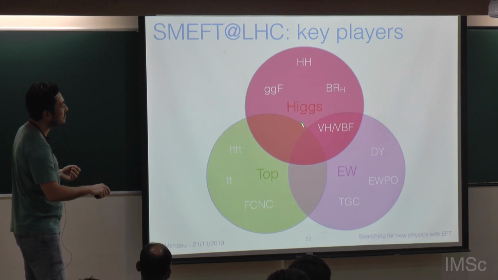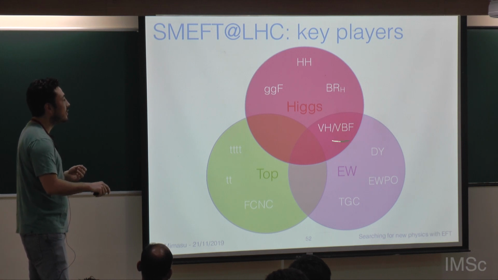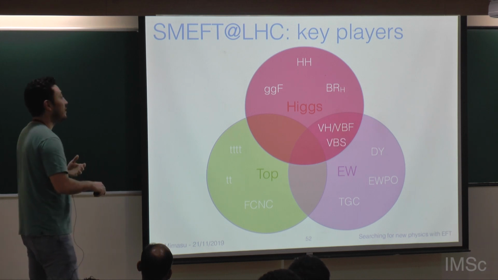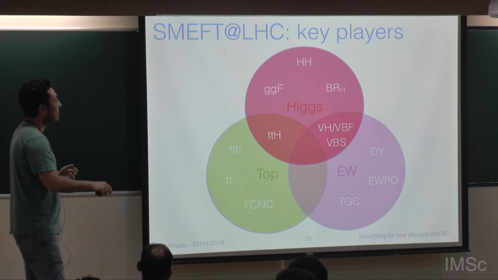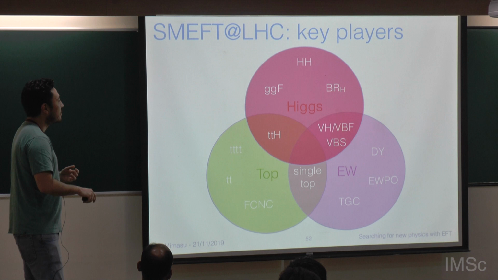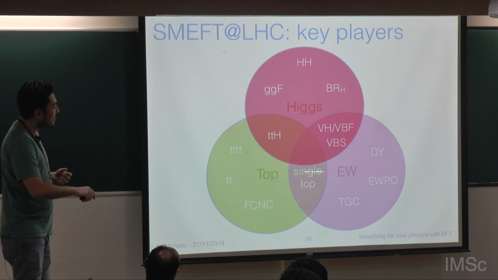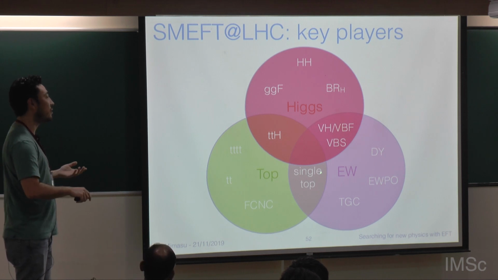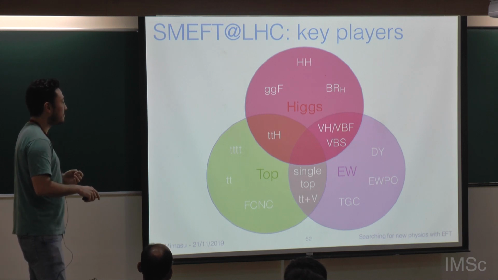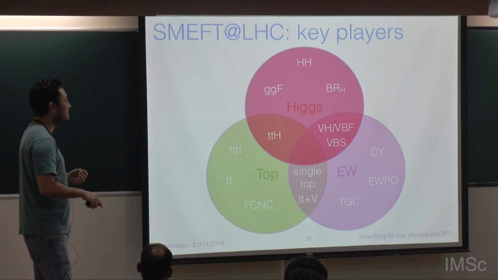And then you start to have processes which overlap between the two sectors. For example, Higgs and electroweak boson couplings: you would think about electroweak Higgs production, vector boson fusion, associated production, vector boson scattering perhaps as well. Higgs and top, ttH is the obvious candidate there. Somehow gluon-gluon fusion is almost in there as well, I would say. And then with the top electroweak couplings, you have, for example, single top production, which is a very nice probe of the electroweak couplings of the top, but also tt plus V, so ttZ, tt gamma, etc.